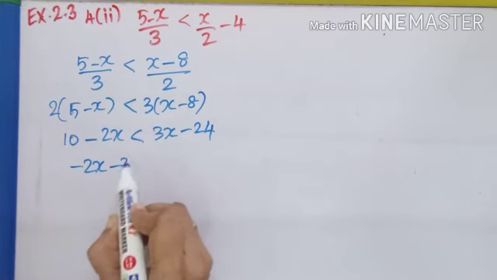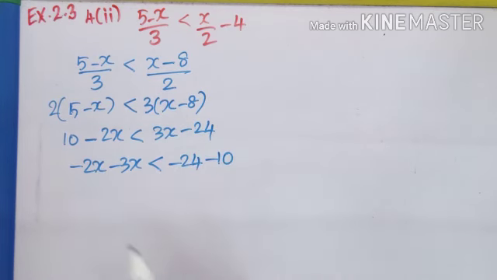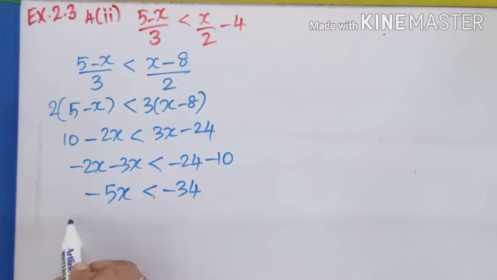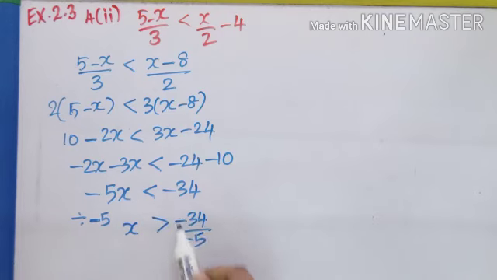Minus 2x minus 3x less than minus 24 minus 10. It is minus 5x less than minus 34. Dividing by minus 5, the inequality reverses because it is negative. So x greater than minus 34 by minus 5, which I can cancel. Whenever I divide or multiply by a negative number, less will become greater. So I get x greater than 34 by 5.